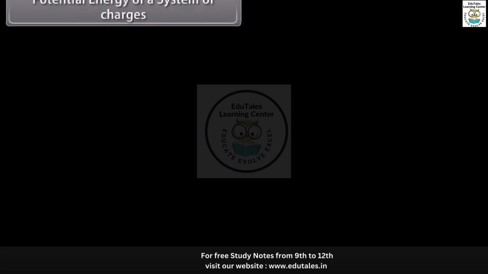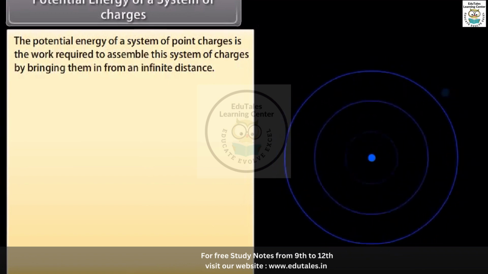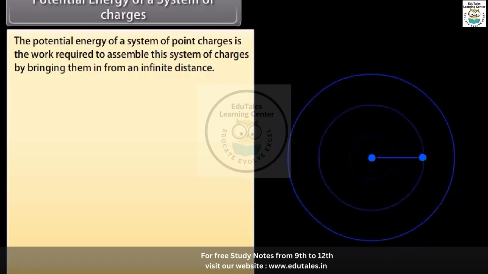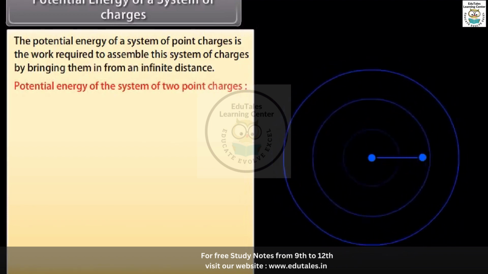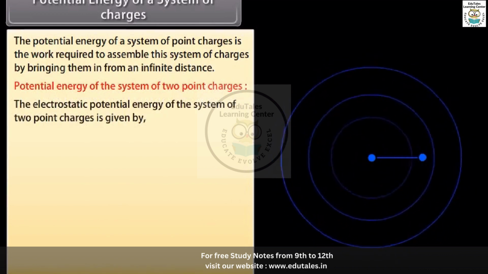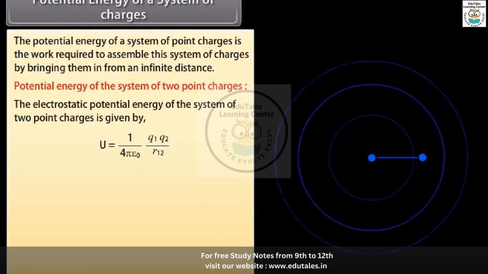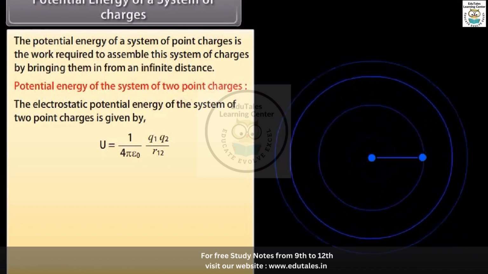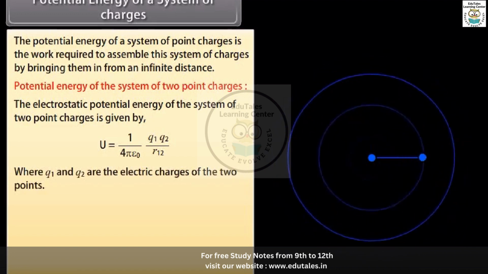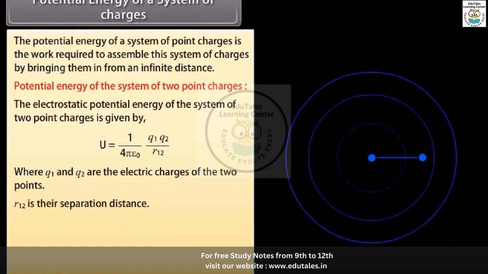Potential energy of a system of charges. The potential energy of a system of point charges is the work required to assemble this system of charges by bringing them in from an infinite distance. Potential energy of the system of two point charges. The electrostatic potential energy of the system of two point charges is given by U as 1 upon 4 pi epsilon naught multiplied by Q1 Q2 upon R12, where Q1 and Q2 are the electric charges of the 2 points. R12 is their separation distance.